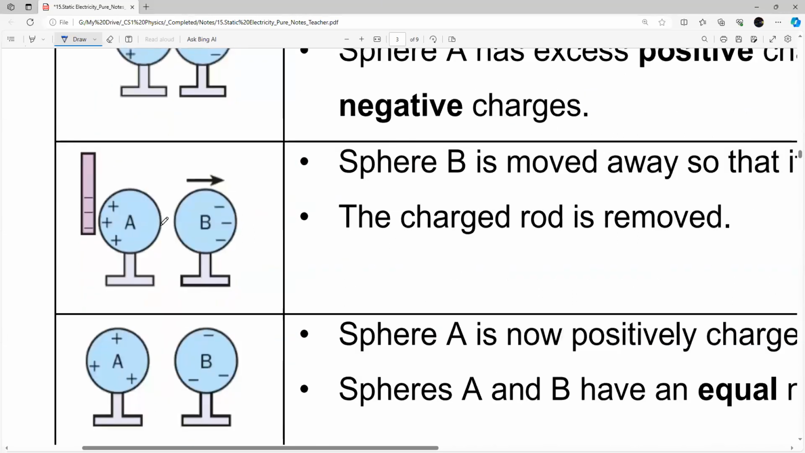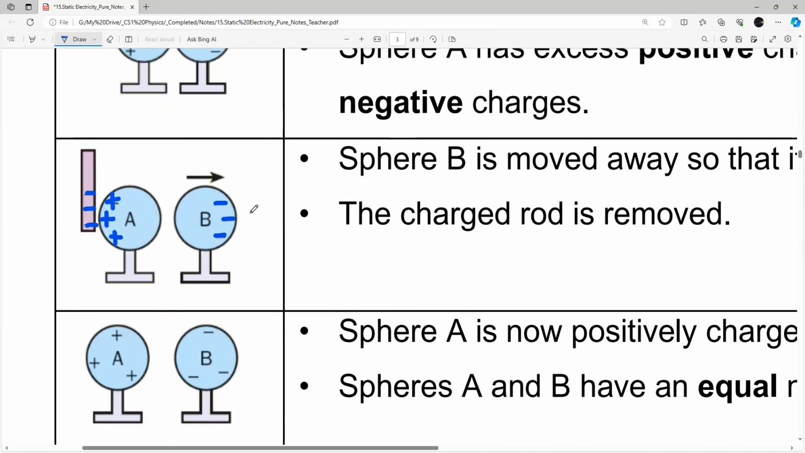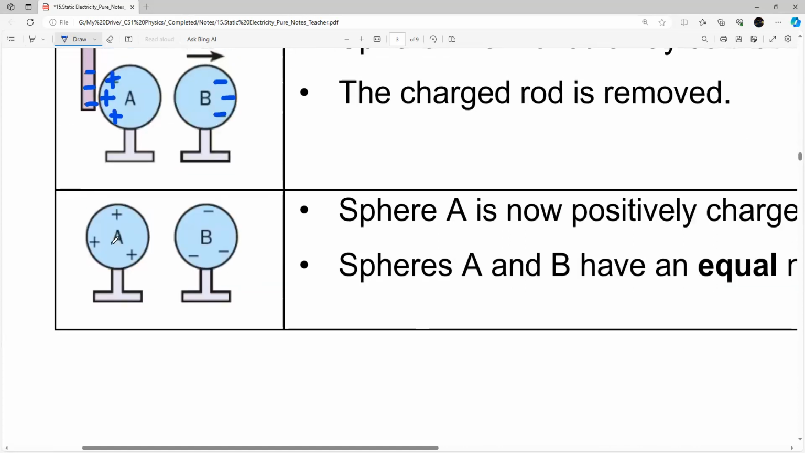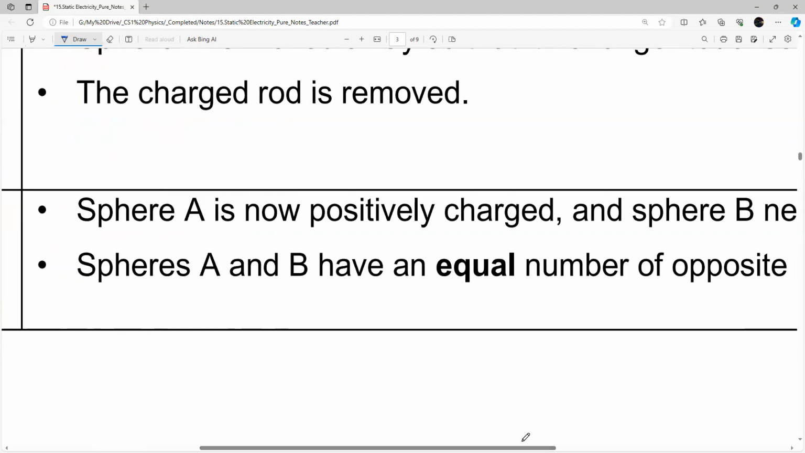Then I separate the two spheres while maintaining the rod. You can see that the rod is still here, still repelling the electrons to B. Then after that, I will remove this rod. Now leaving both spheres on their own, there will be one positively charged sphere, which is A, and one negatively charged sphere, which is B. That is charging by induction. Please take note that spheres A and B will have an equal number of opposite charges.